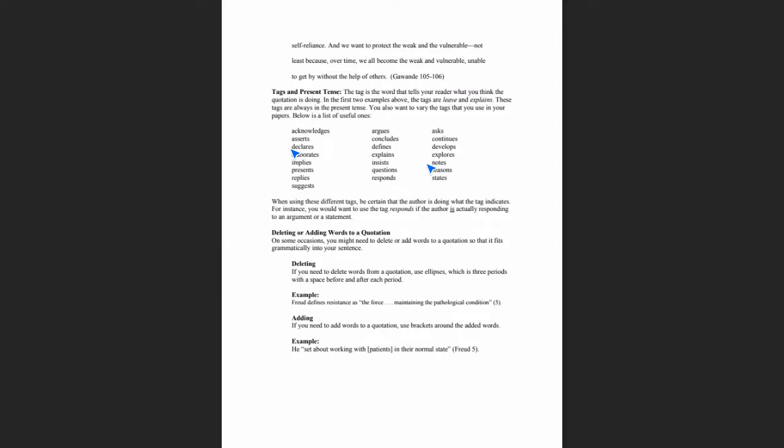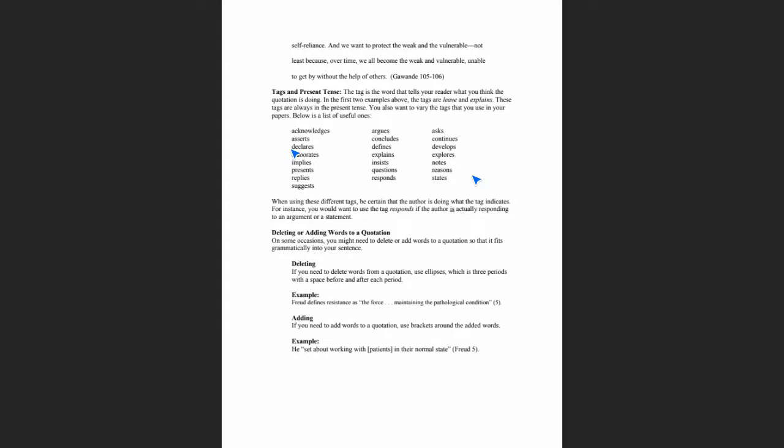The tag is the word that tells your reader what you think the quotation is doing. So notice in the examples above, the tags were lead and explain. But what you want to do is you want to vary the tags that you use. I mean, more often than not, we'll set states, but you don't want to set states over and over and over again. So you want to use different words besides states. So other words that you can use are acknowledges, asserts, presents, replies, suggests, explains, responds, notes, develops, continues.